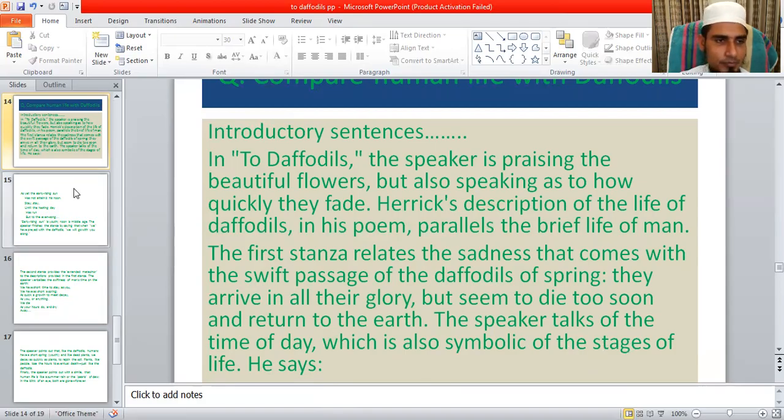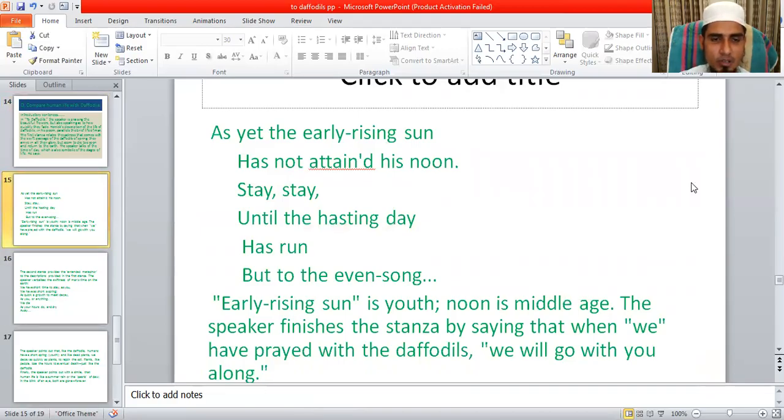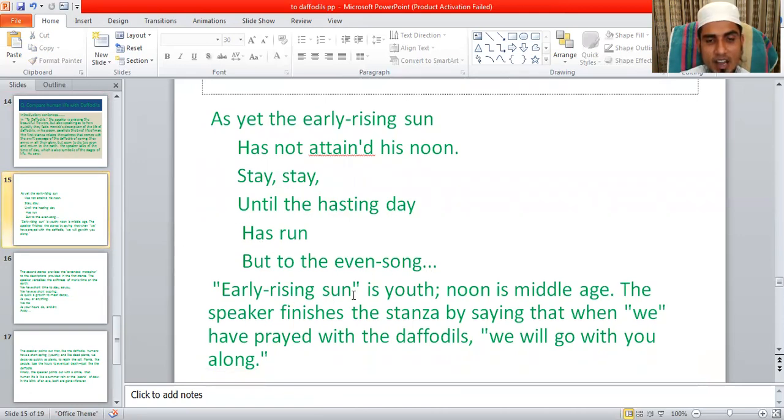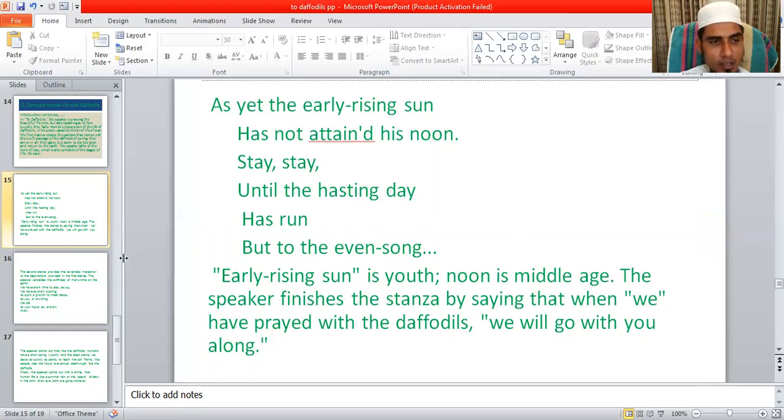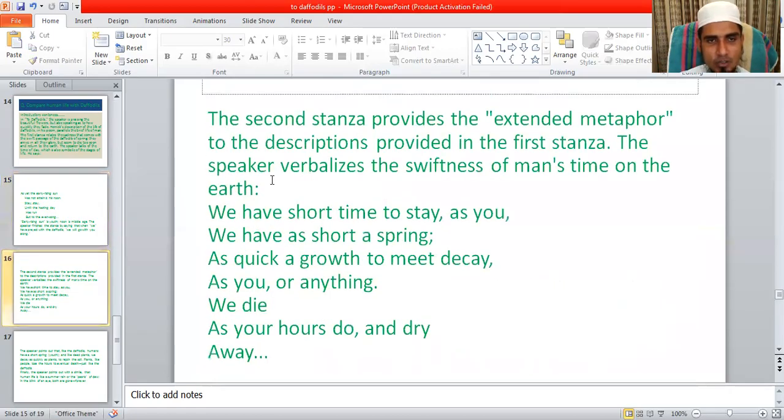So what he says in this way, these are the lines: the early rising sun has not attained his noon stay until the hasting day has run, but to the evensong. So in this way, he said, early rising sun is youth, noon is middle age. Early rising sun symbolizes the youthful time of human life. Noon symbolizes the middle age of human life. So the speaker finishes the stanza by saying that, when we have prayed with the daffodils, we will go with you along. So in this way, next you can explain in this way.